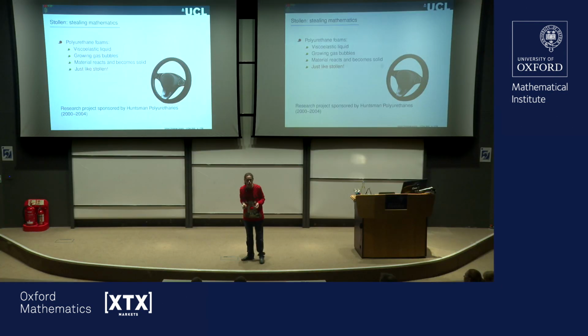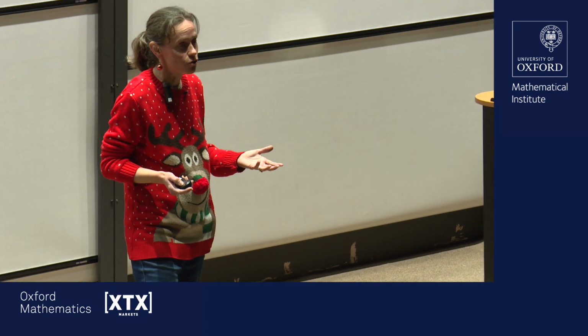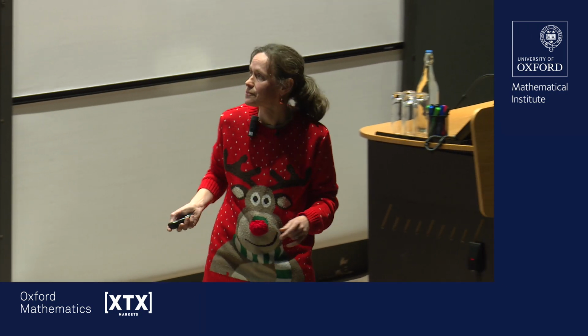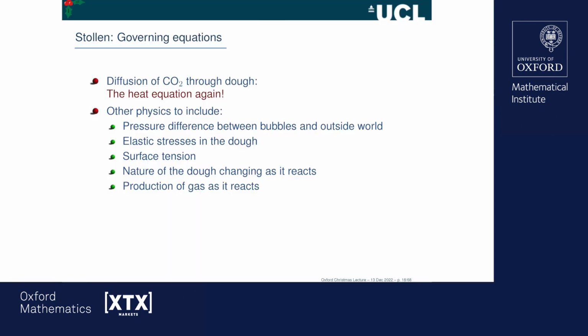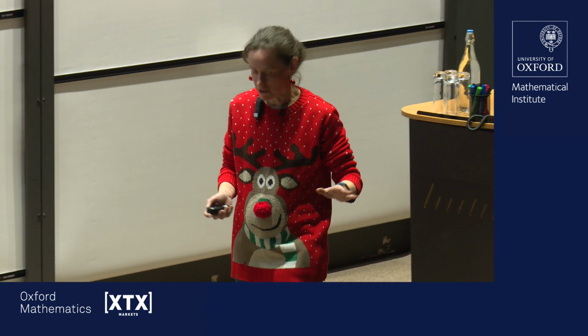So Huntsman Polyurethanes sponsored us to look at the dynamics of polyurethane foam, and it absolutely does the same thing as Stollen. So I'm just going to show you what we did, because it's cool. So we're looking at another diffusion problem. This is diffusion of the carbon dioxide through the dough to try and get to the bubbles. We're actually solving the heat equation again, because it's also known as the diffusion equation. It gets everywhere. So I said that del squared thing was magic. It really is. If you ever study the mathematics of physical things, it's coming for you.